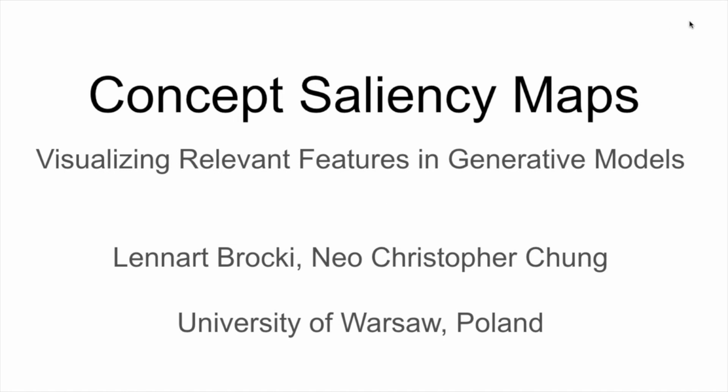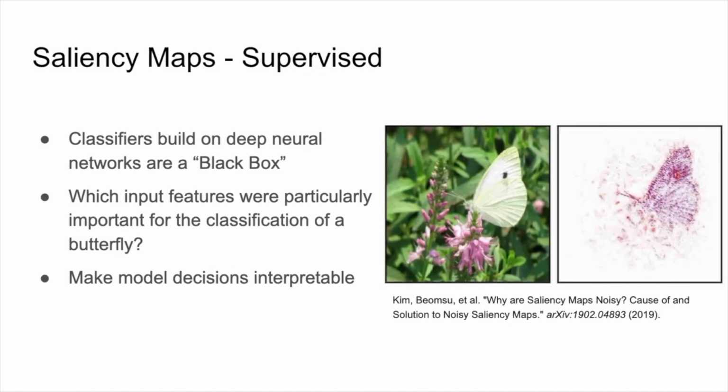Recently we have introduced concept saliency maps, which are a novel method to visualize relevant features in generative models such as variational autoencoder. And they can be understood as a generalization of saliency maps, which have been used for quite some time now in the context of supervised models, and which aim to make these model decisions more interpretable.